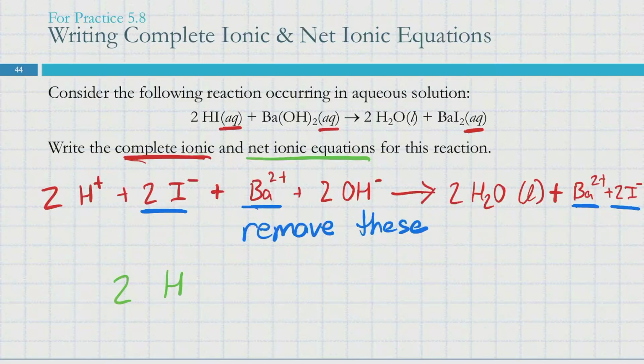So we've got 2H plus and 2 OH minus goes to 2H2O liquid.